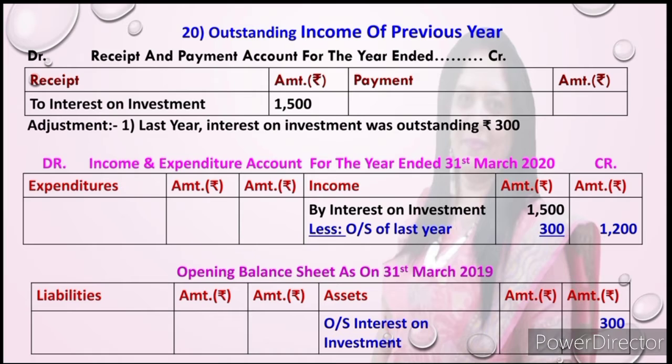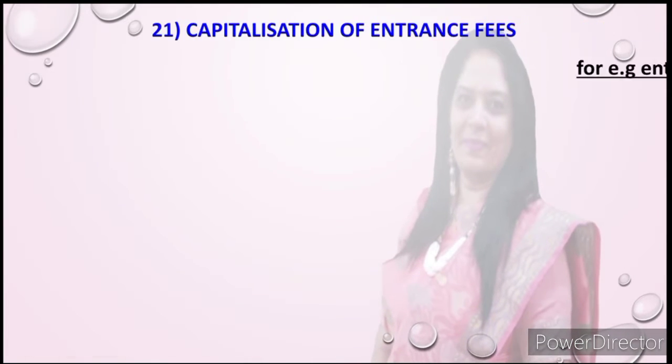And this interest was outstanding in the previous year, that's why the second effect will be given in the opening balance sheet, asset side: outstanding interest on investment 300 rupees.